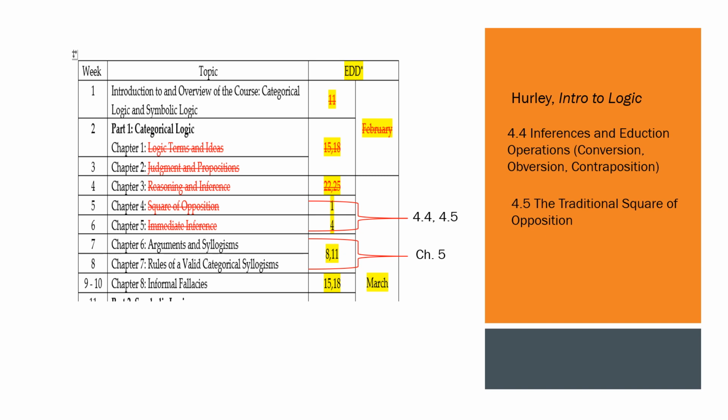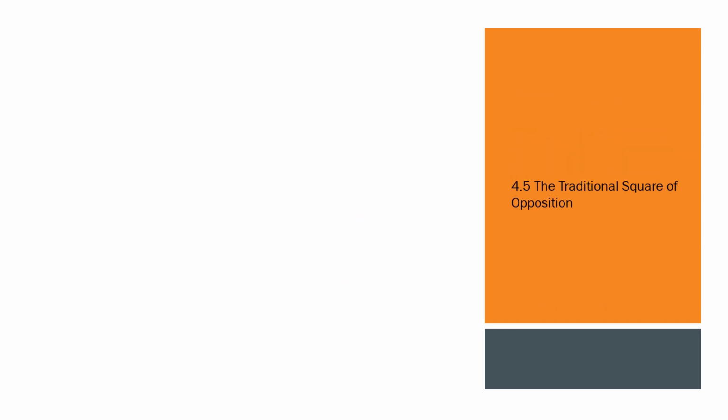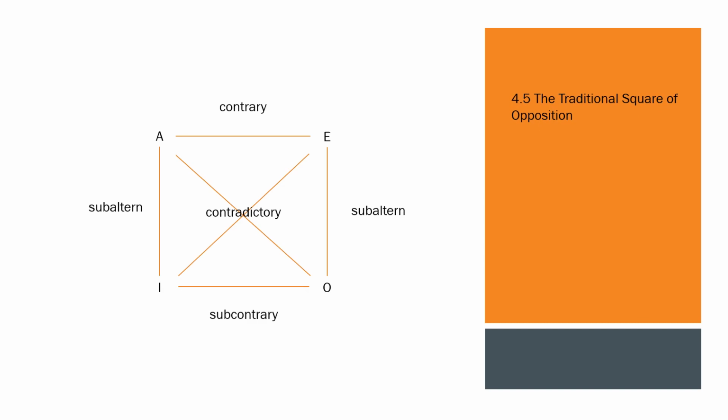For today's class, we will talk about the nature of the traditional square of opposition. Now, this is what it's like. You can see here a box, and we call this box the oppositional square. Now, it presents to us the relationship between and among propositions. So, what we can see here are four relationships.